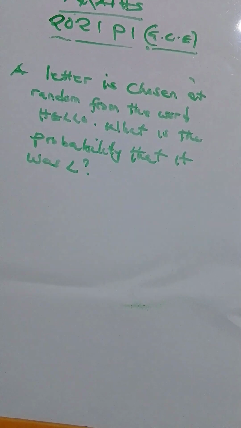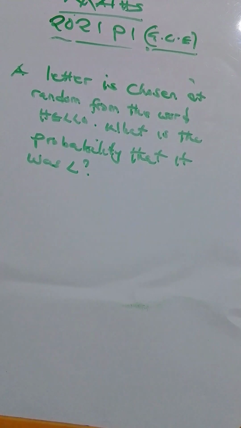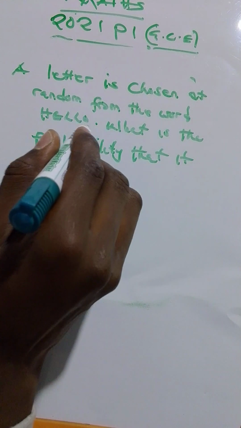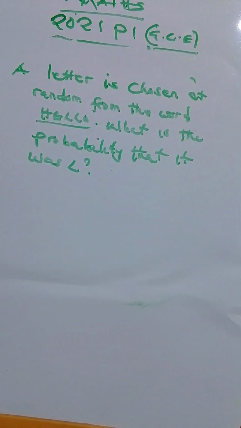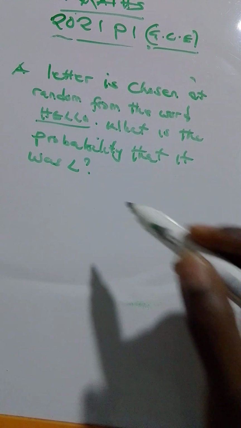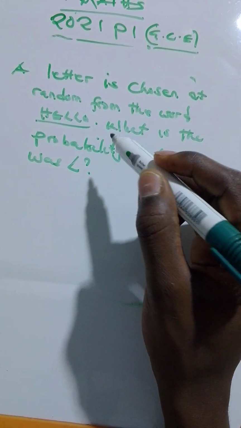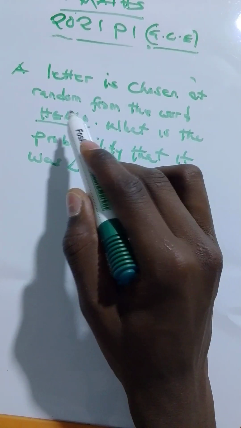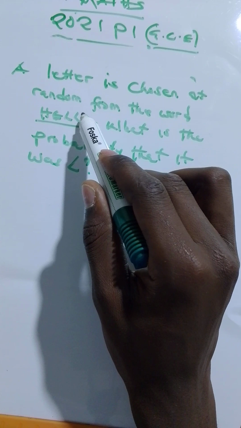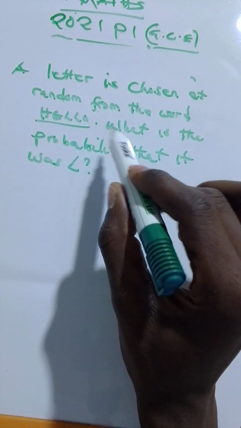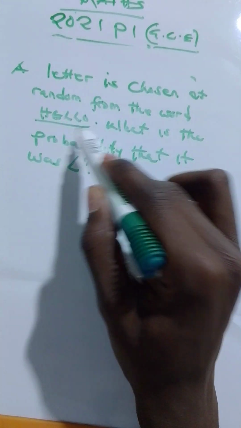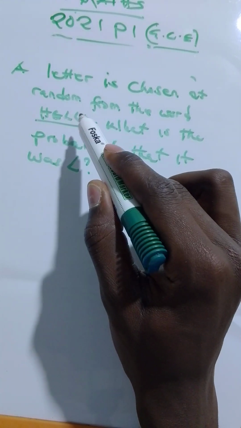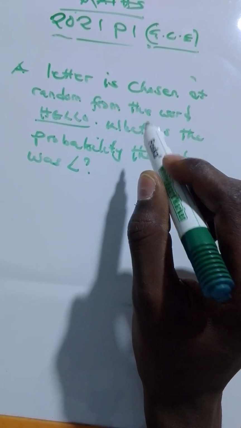So probability, we are saying a letter is chosen at random from the word hello. What is the probability that it is L? So now we have this word hello, which has 1, 2, 3, 4, 5 letters. So in this word we have 5 letters. Then out of 5 letters, they want us to find if it was L, since it was chosen at random.